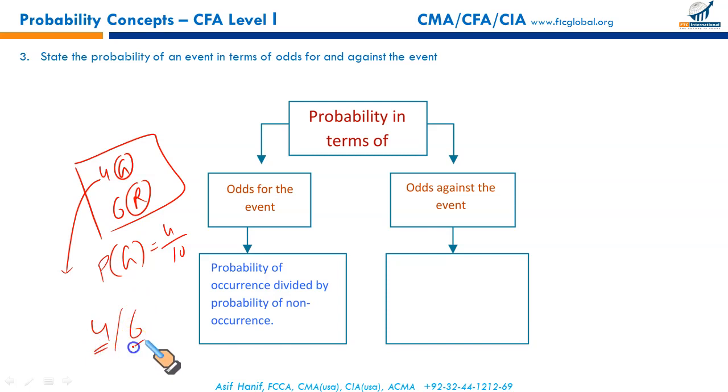Probability of occurrence versus probability of non-occurrence. That is called the probability odds for, right? So if you simplify, it is 2 to 3.